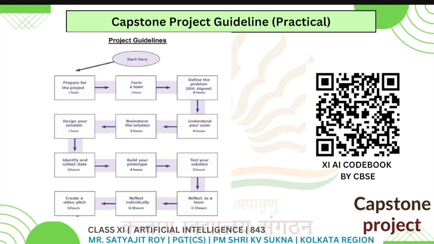Now see the capstone project guideline, the practical part. Scan this QR code and download the PDF from there and the AI code book; it will be much easier for you to understand what I'm trying to say. Just read the PDF once. I'm going to briefly describe the project guideline here. You have to follow this guideline for your practical, and you will make a capstone project file, and that file will carry 7 marks.